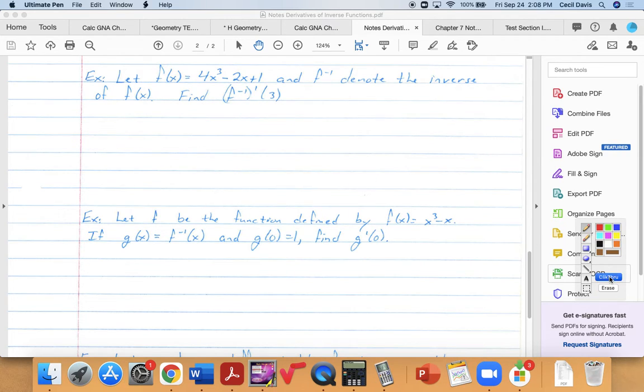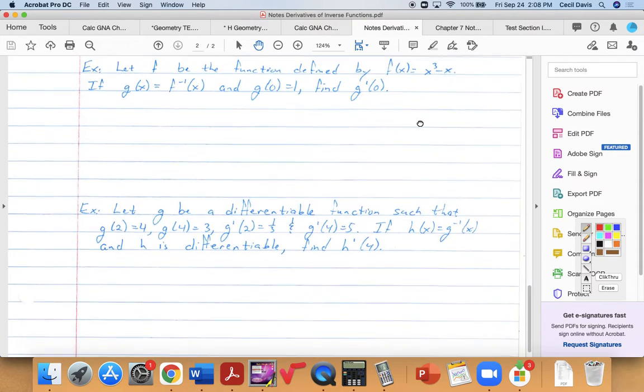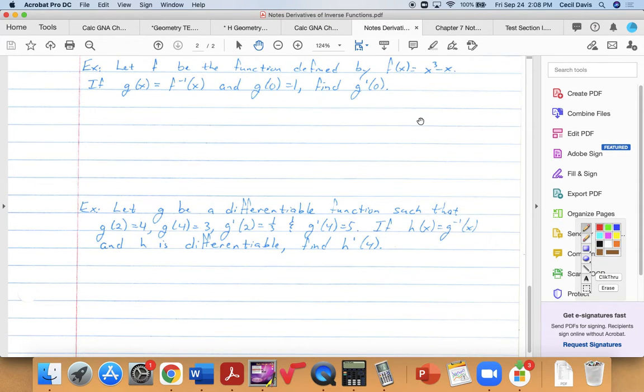All right. More often on the AP exam, they'll write it in this sort of format. Let f be the function defined by f of x equals x cubed minus x. If g of x is equal to f inverse of x, and g of 0 equals 1, find g prime at 0.